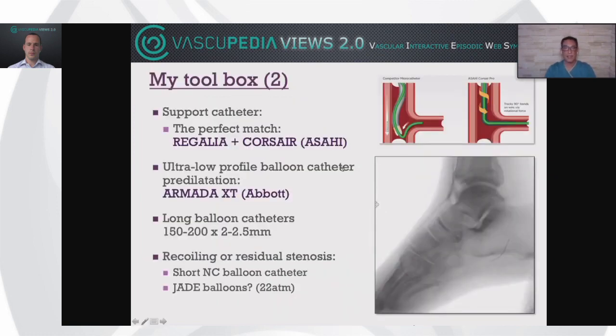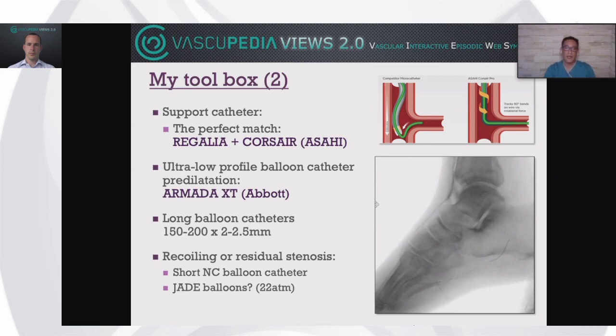And as you have seen, it's really important to have a good support catheter to increase the pushability, the penetration power of your wire. And for me, the perfect match is the Regalia and the Corsair catheter from Asahi, because this support catheter has a unique feature of being able to progress 90 degree bends without prolapsing the wire. And this is quite important in these sort of tortuous vessels.